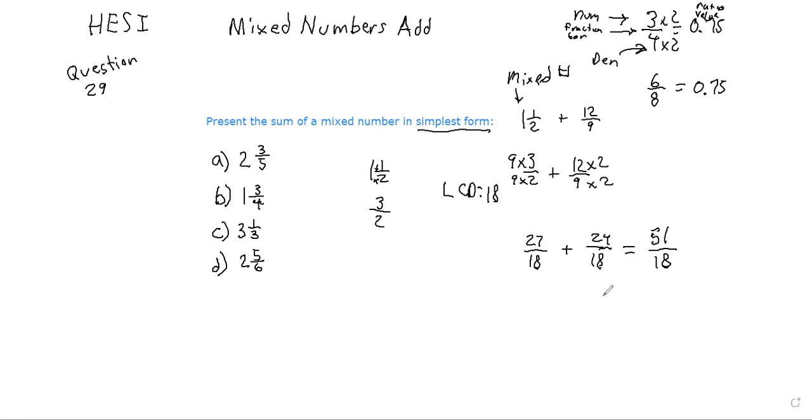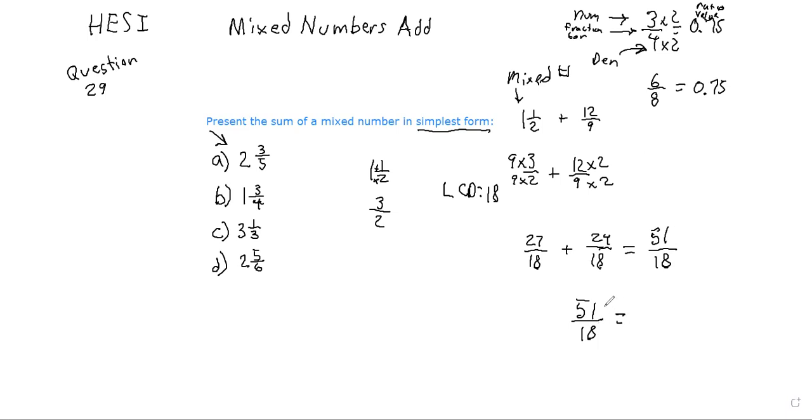Okay, this is great. So now our answer is going to be 51 over 18. However, if we look at the answer list over here, we see all the numbers are in mixed number format. We also noticed that our denominator is smaller than the numerator. So what we need to do is write this number in mixed number format.